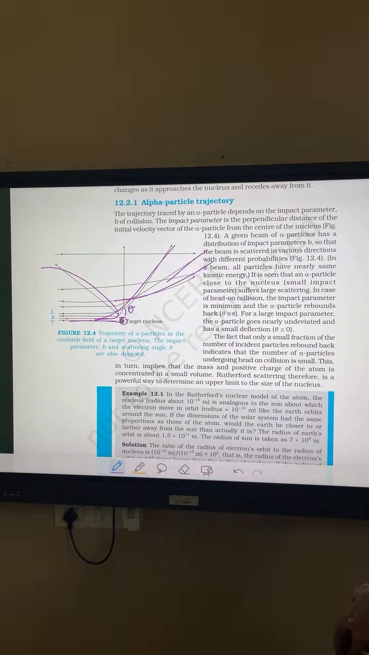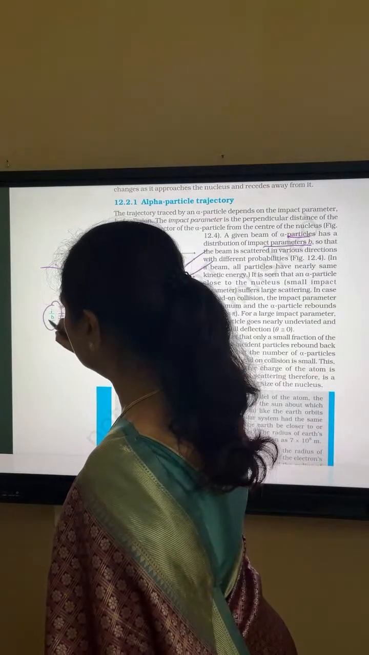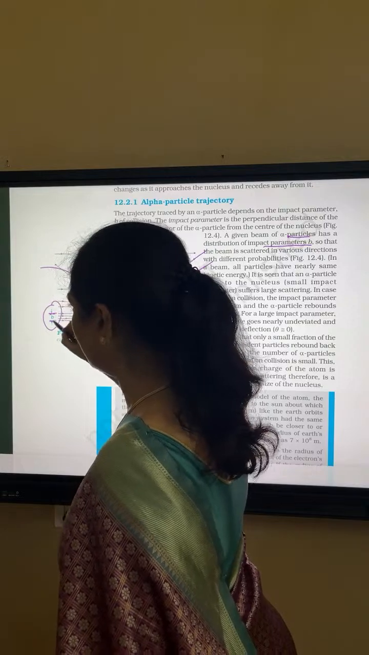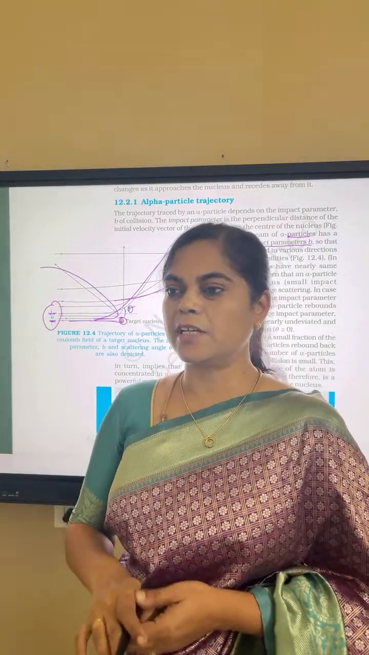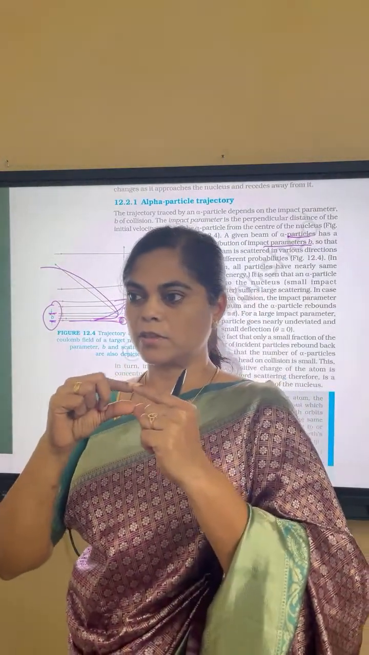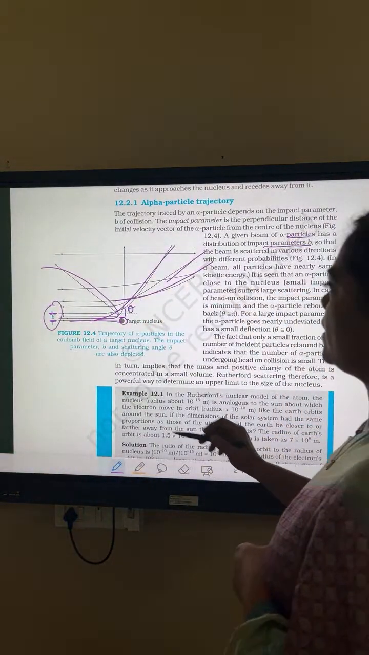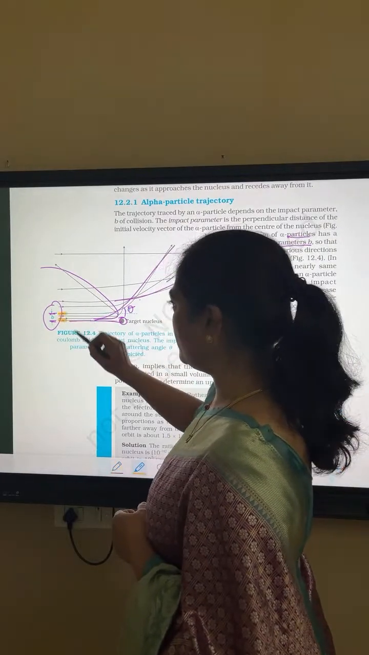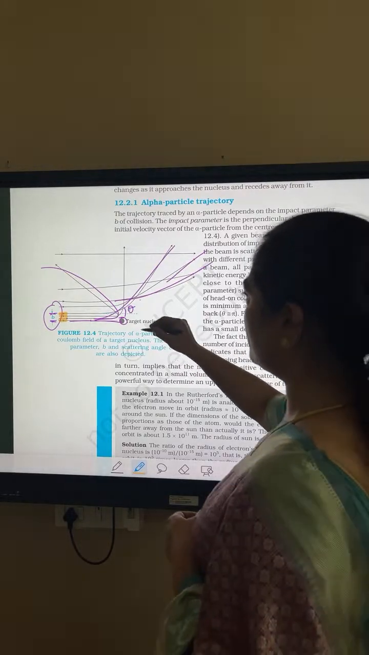Okay? So for example, a given beam of alpha particles has a distribution of impact parameters b. What is an impact parameter? This is how the alpha particles are distributed within the thickness of the beam. As we discussed about a beam, a beam should definitely have some thickness. They are saying this b is the impact parameter. Then the beam is scattered in various directions with different probabilities, right?